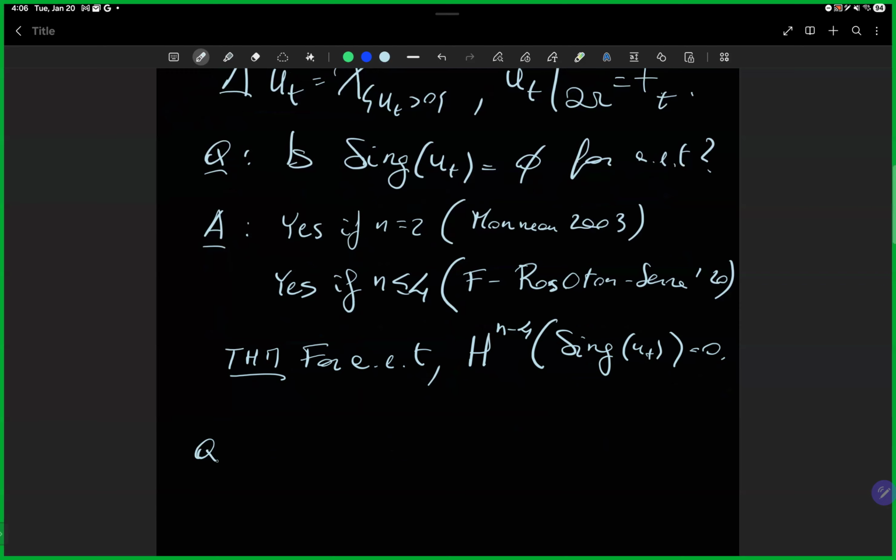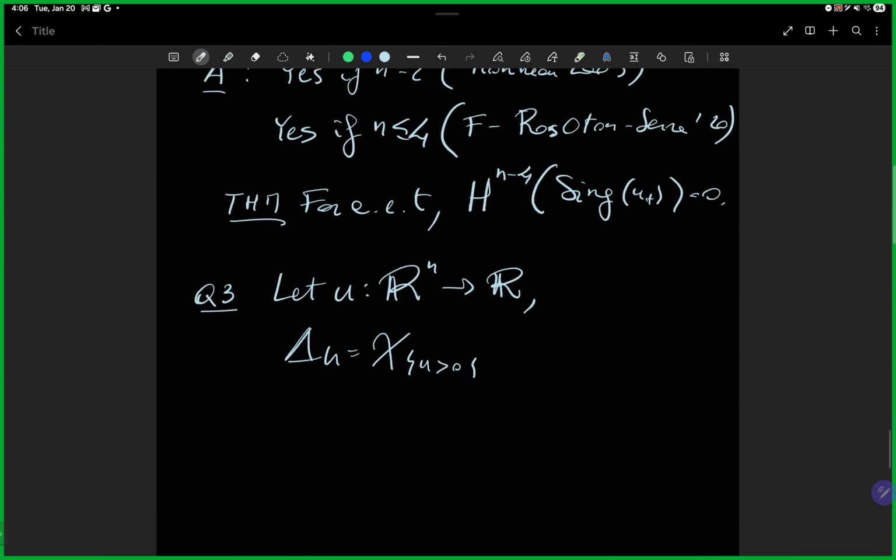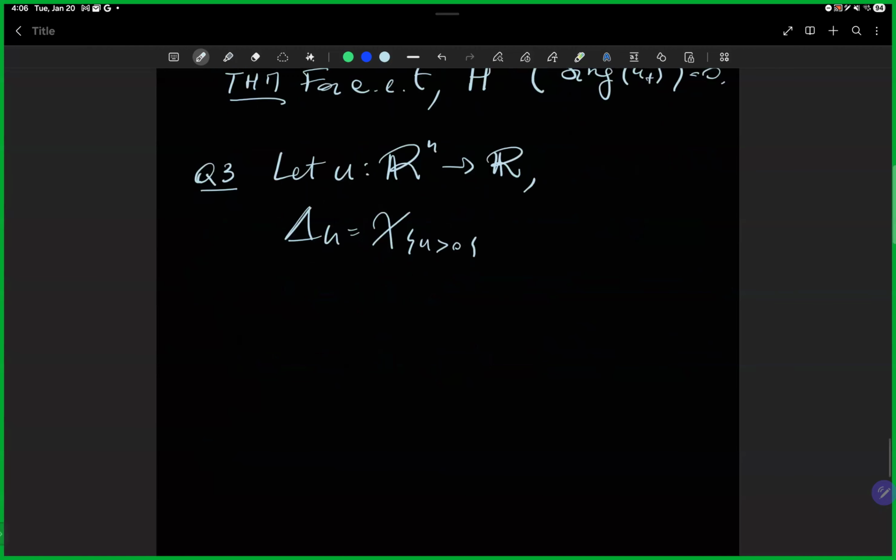Now, about question 3, the question 3 was the following: global solutions. So let me set up the following problem. Let u be a function defined in R^n, and let u solve Laplacian u equals the characteristic of {u positive}. And the question is, can I classify it? So I have a global function that solves this.